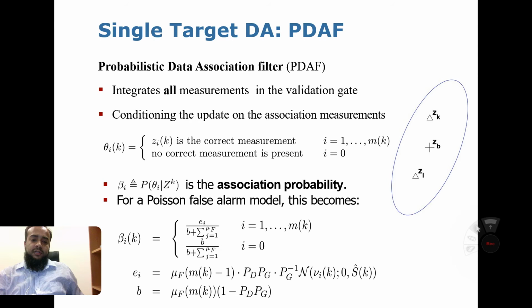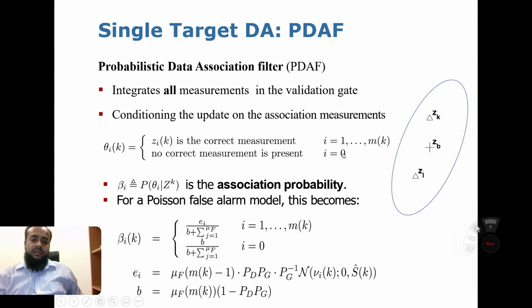So suppose theta_i is the selected measurement, where z_i is the correct measurement, and if there is none, it is 0. So theta_ik may become z_ik if z_ik is the correct measurement. And if there is no correct measurement, then theta_ik is the empty set, which becomes 0.